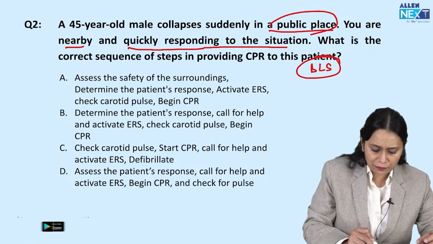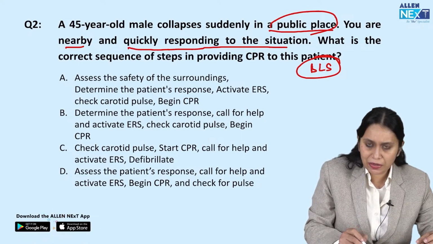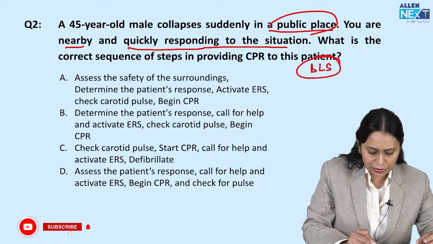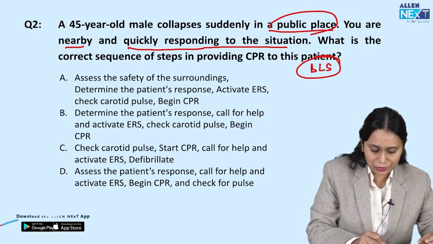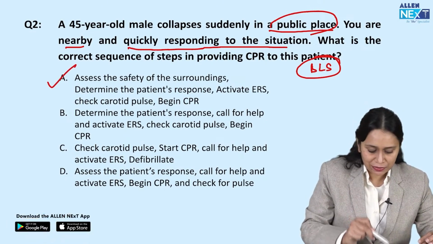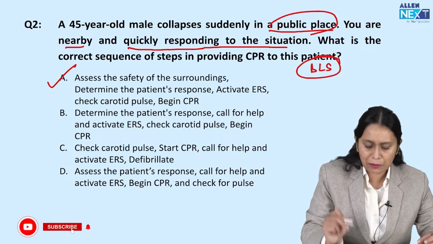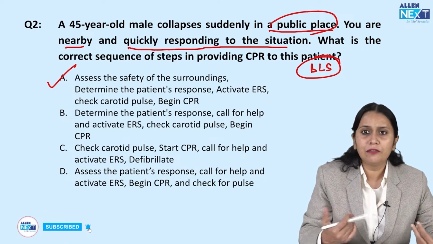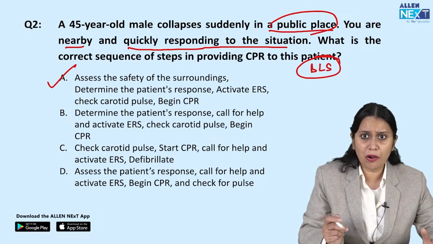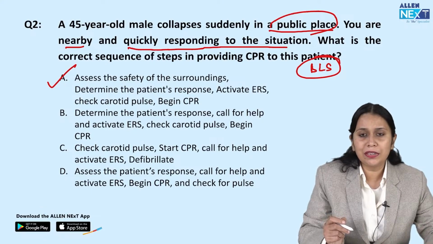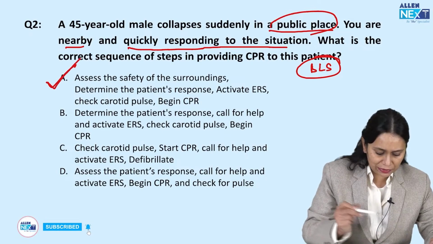So what were the options? First option: assess the safety of the surroundings, determine the patient's response, activate the emergency response system, ERS, check carotid pulse, begin CPR. This seems a correct sequence, so I would certainly go for this as the answer. The second sequence is the same, only scene safety has not been added. You are in a public space, there can be more people. First, we have to see whether the scene is safe or not. Scene safety is the first priority, otherwise the victim and the rescuer both can become unsafe. So A is the answer.